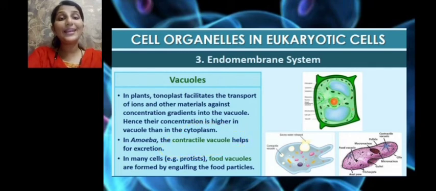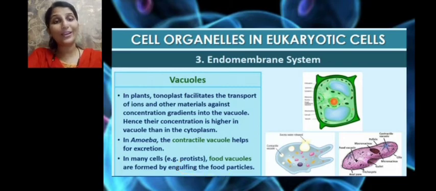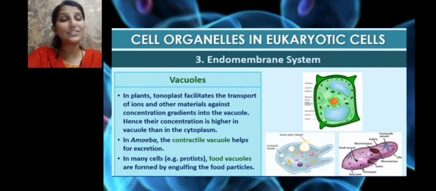Whereas in many other cells like the protist cells, there are certain vacuoles called food vacuoles. These food vacuoles are formed by engulfing the food material, as we have studied in the case of amoeba, which engulfs a food material and the food is accumulated within a food vacuole with the formation of a pseudopodium.